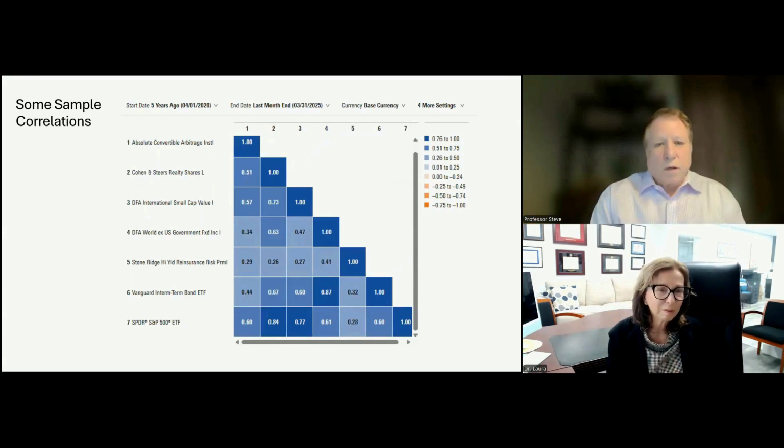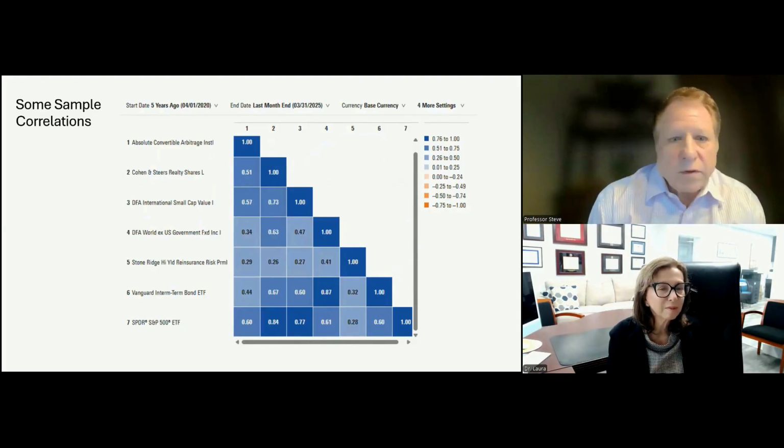And here we just show you what we call a correlation chart, and it shows the correlation numbers among some different types of investments. These are actual investments, and you may hold some of these in your portfolio. So let's look at the second line, Cohen and Steers. The way to read this is to look at what its correlation is with number one. Number one is this absolute convertible arbitrage fund, and it has a correlation of 0.5.